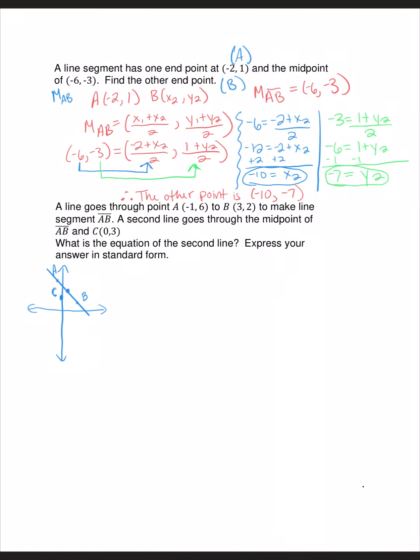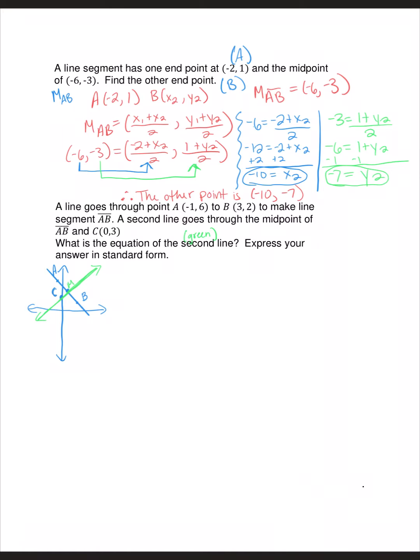We don't know what's happening there, right? But we do know that this second line, I'm going to draw it in a different color, goes through the midpoint and it goes through point C. So this is the line we're working with. I'm going to label that as the midpoint of AB. It says, what is the equation of the second line? So this green line, what is the equation of the line?